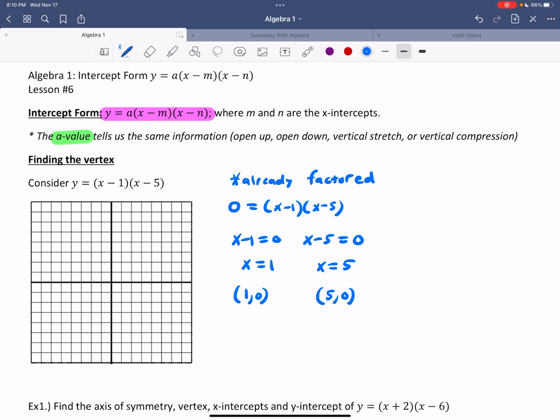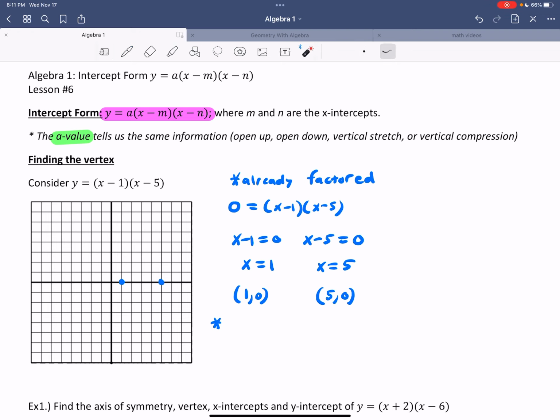So the next thing we're going to do is go over to this graph and plot those points: (1, 0), and 1, 2, 3, 4, 5, (5, 0). I plotted my x-intercepts. Now the next observation that I want to make is whether or not this parabola opens up or down. This will be a good piece of information that will help us in just a minute.